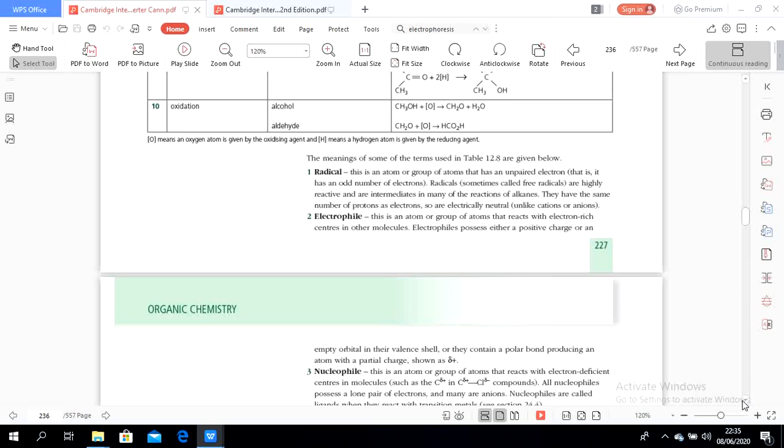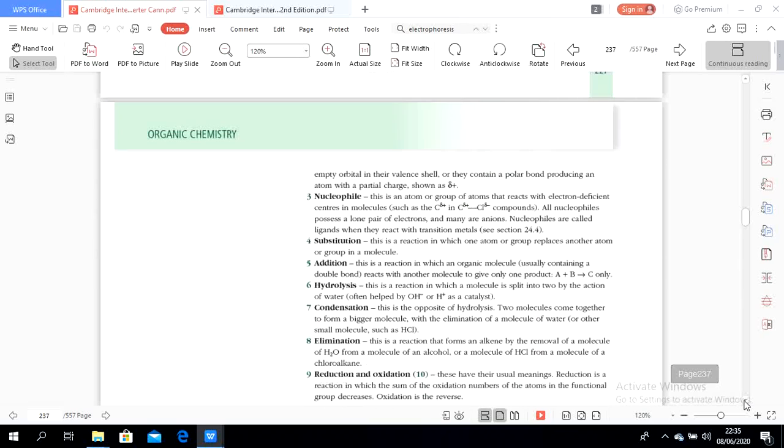The other one is nucleophile. Nucleophile contains a negative side, a negative ion. Negative ion means it gains electrons. It has an extra pair of electrons. And then there is substitution. We know the meaning of substitution: replacing one thing with the other thing. And then addition, we just need to add.